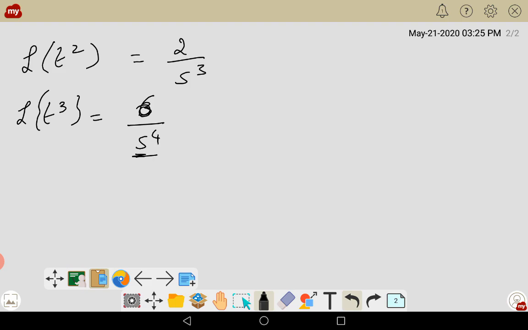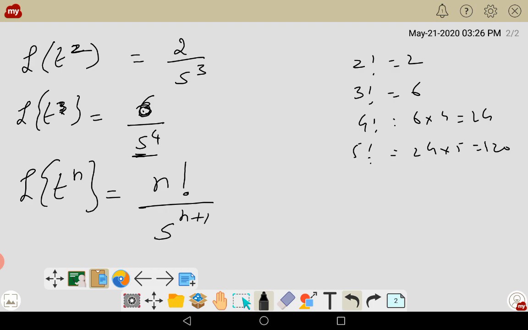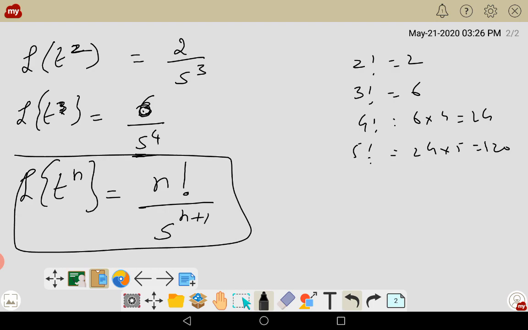Degree of s will be 1 more than the degree of t, so if it is t cube, then it will be s power 4. In the numerator you will find n factorial, if this is 3, then 3 factorial. If it is 2, 2 factorial, 2 factorial is 2, 3 factorial is 6, 4 factorial is 6 into 4, isn't it? 24. 5 factorial is 24 into 5, which is 120. In this way it's going, isn't it? So in general, you can find Laplace of t power n is n factorial divided by s to the power n plus 1. This is the first result in that table.